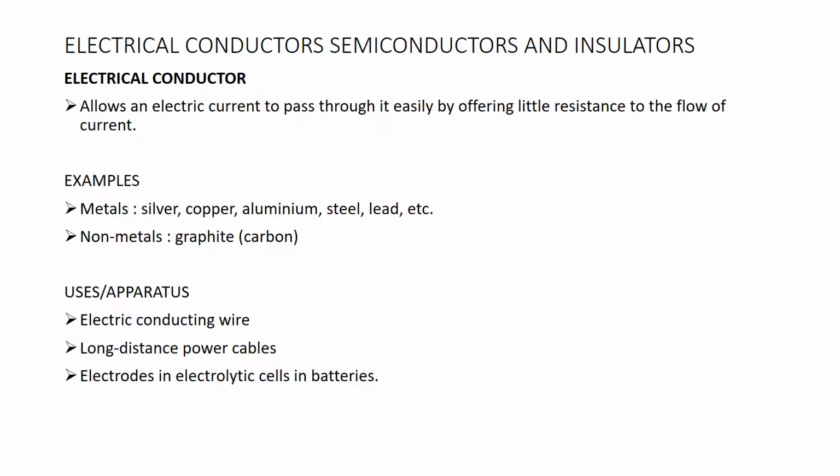So you know that most wires are made of copper, because maybe you've heard of copper theft. They steal the copper wires for electricity, and they're very expensive. Non-metals like graphite, which is made of carbon, also conduct electricity. Where are these used? Again, they're used in electric conducting wire, long distance power cables, and electrodes in electrolytic cells in batteries, because that is where you want your current to flow and to conduct.